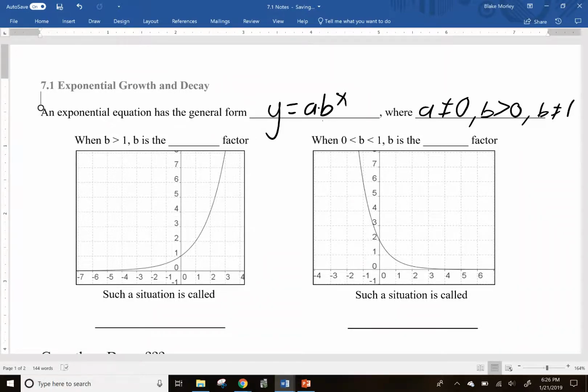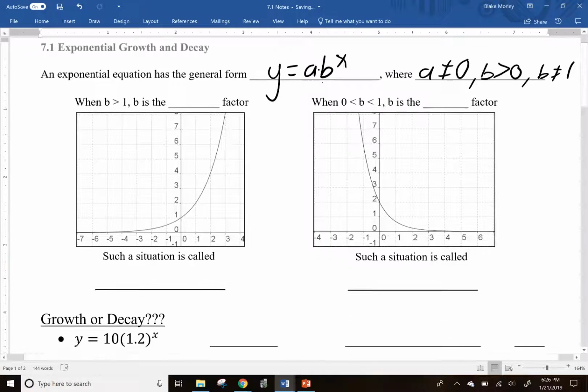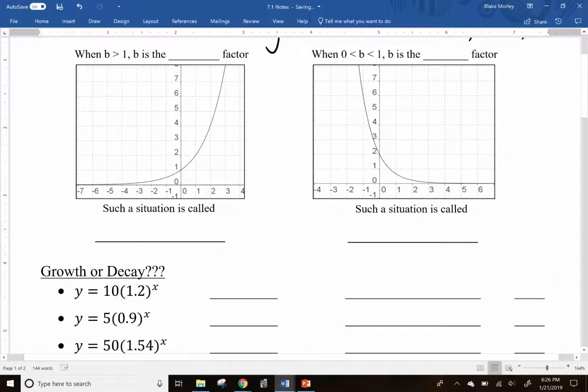Now let's talk about why a can't be 0. a can't be 0 because 0 times anything would always end up being 0. So it won't even matter what b to the x power is, because if you multiply it by 0, it's just going to be 0 anyway. So those are just a few general ground rules, things to keep in mind.